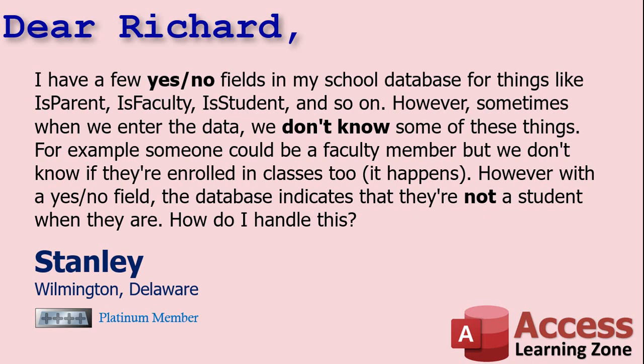Well, Stanley, that's exactly what that third state or triple state is for. You want to know yes, no, or I don't know. Or sometimes it could be I don't care, like if you're doing a survey. So there's yes, there's no, and then there's null. Null means I don't know. I don't have that data. Now, a typical yes/no field doesn't allow a null value. It has to be either yes or no. Let me show you how we can get around that though.